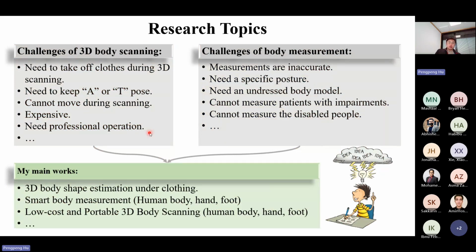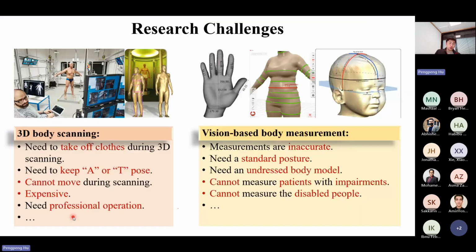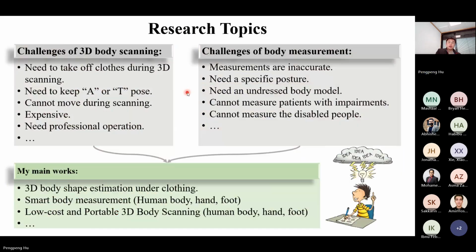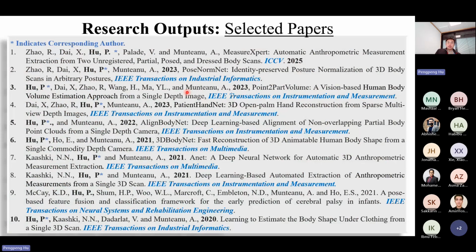We have done quite a lot of work in the past 5 years, and it can be summarized in three different domains. The first one is body shape estimation and clothing. The second one is smart body measurement. And the last one is how we can develop a low-cost body scanner, because we want a cheap way. This one is too expensive; sometimes it may cost around 300,000 pounds. We have some papers, and this is a selection. If you are interested, you can search Google Scholar and read them for more details.